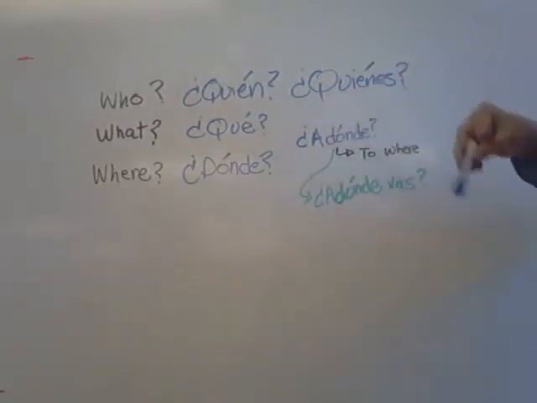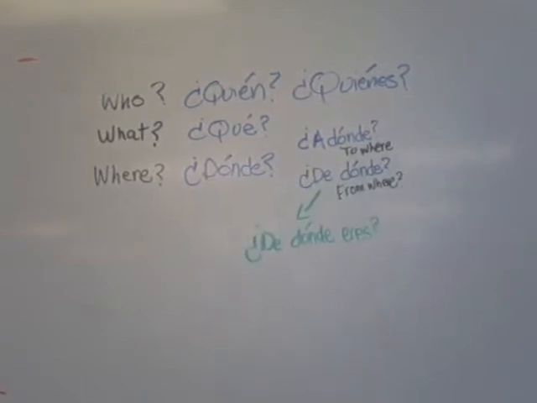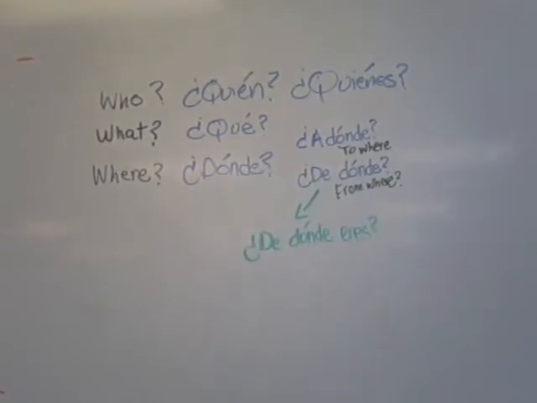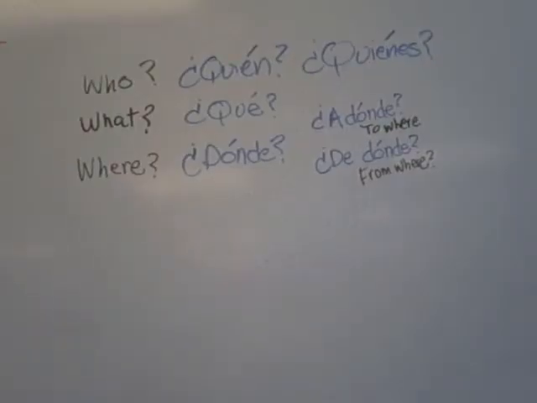¿A dónde? To where? Notice it is written as one word, and it also has an accent. ¿De dónde? De means from. ¿De dónde? Where from? ¿De dónde eres? Where are you from? And then we have why.